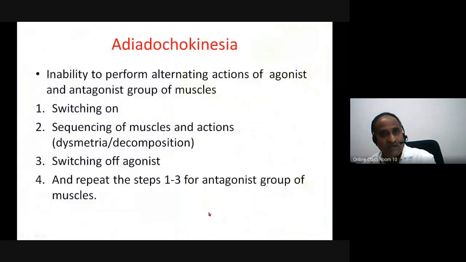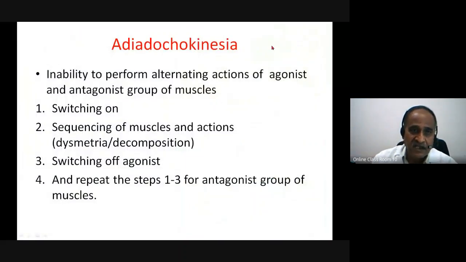Move on further. There is another interesting feature of cerebellar disease, the inability to perform alternating actions, known as adiadochokinesia or dysdiadochokinesia. Adiadochokinesia is absolute. Dysdiadochokinesia is a relative thing, or abnormal.